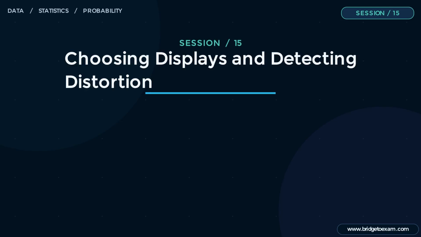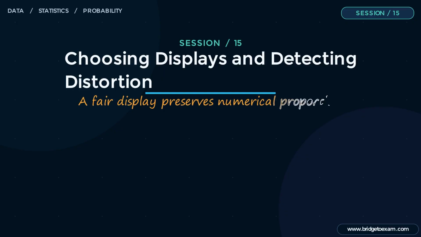Welcome to Session 15, Choosing Displays and Detecting Distortion. An honest display matches the variable type and preserves the true numerical relationship between values.